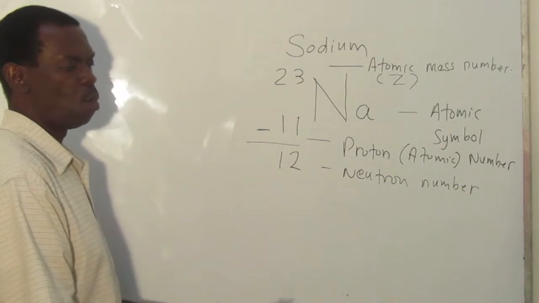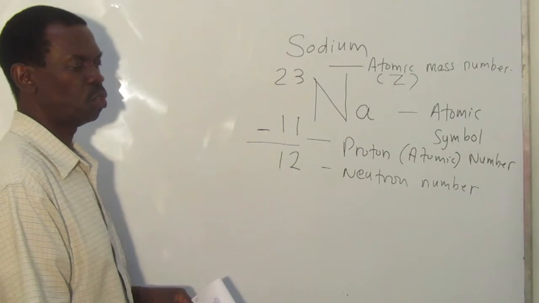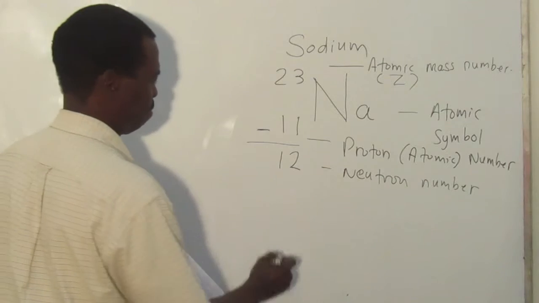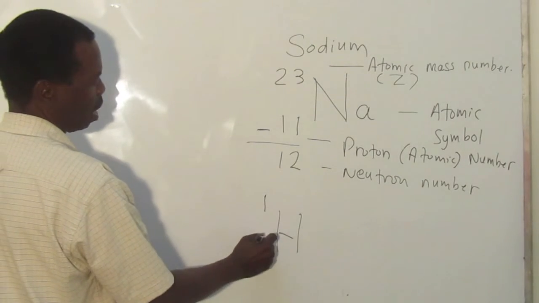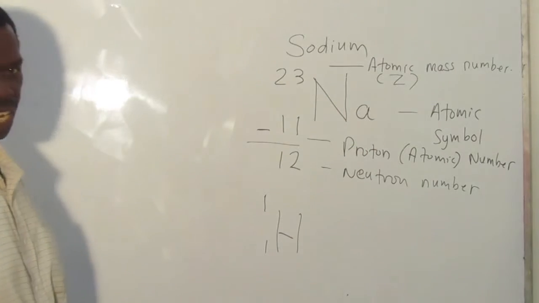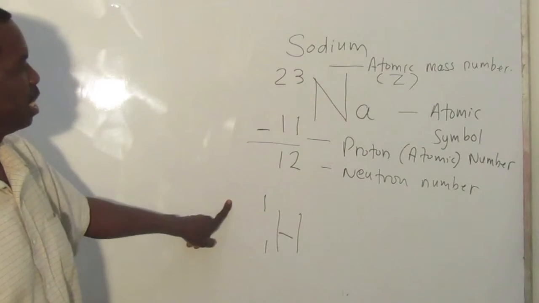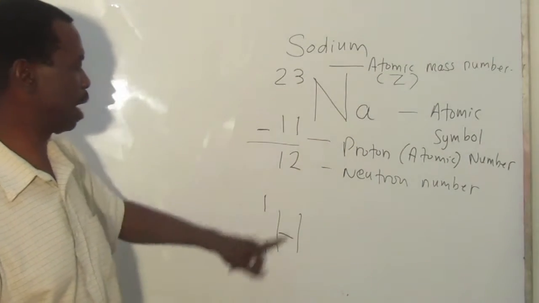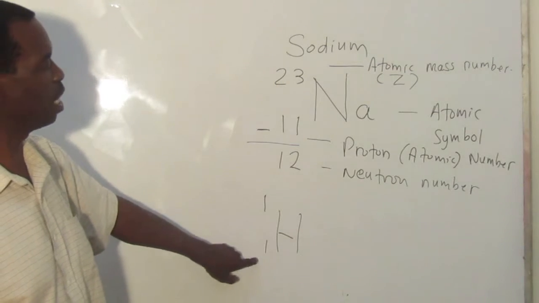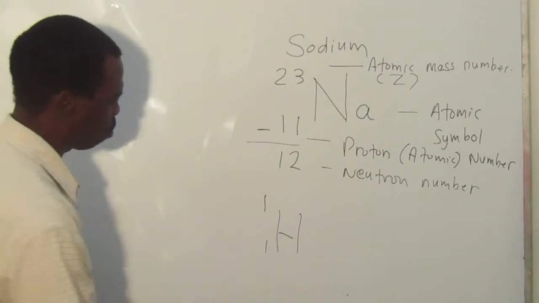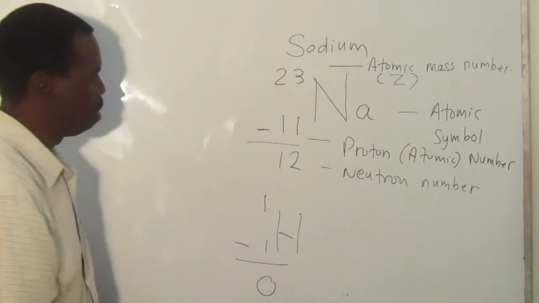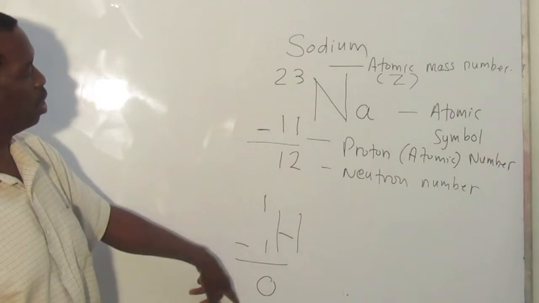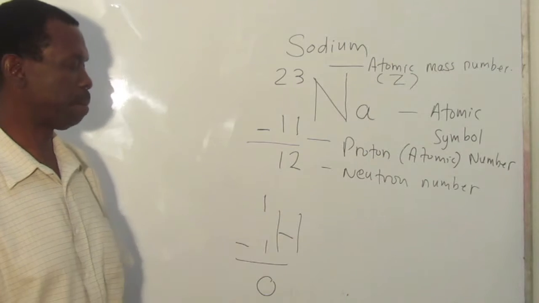For example, we are used to things like hydrogen. Hydrogen, if you check on your periodic table, it's written 1 and 1. Again, it simply means the 1 on top is the mass number, and the one below is the proton number. When you subtract, you're going to find that the number is 0, meaning when it comes to hydrogen, there is no neutron.